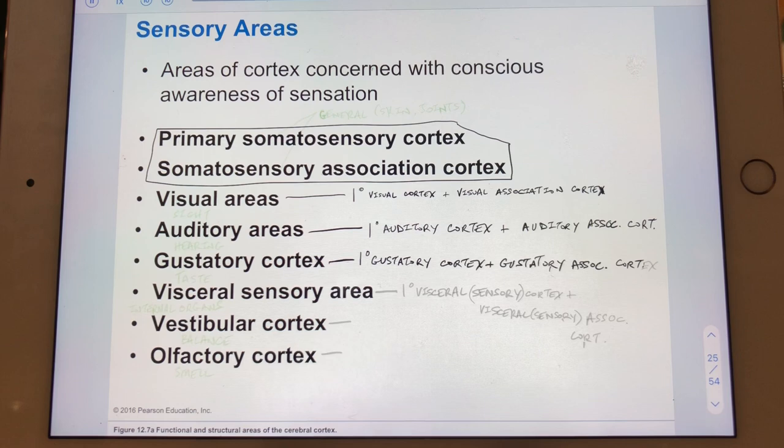This says visceral sensory area, but it's really visceral sensory areas because we have a primary visceral sensory cortex. Or if you said primary visceral cortex, I would understand what that meant. And a visceral association cortex.